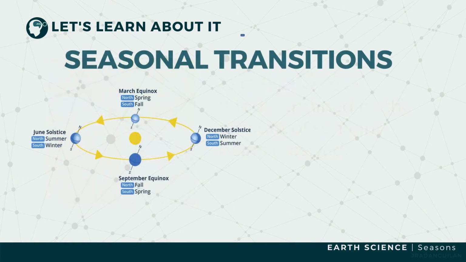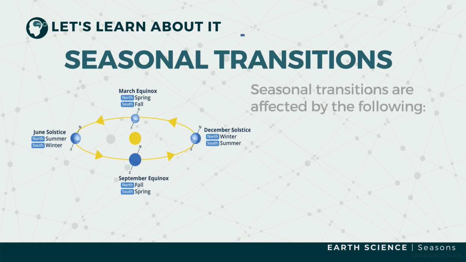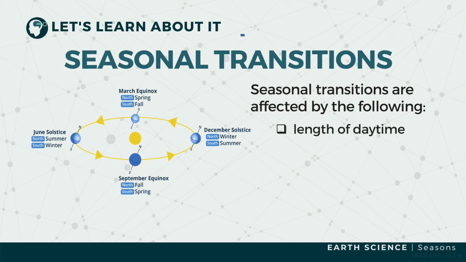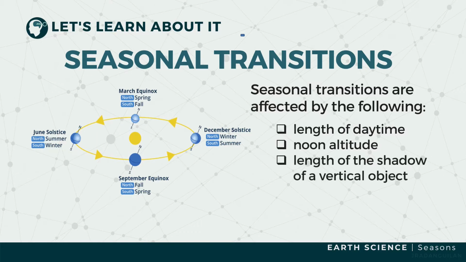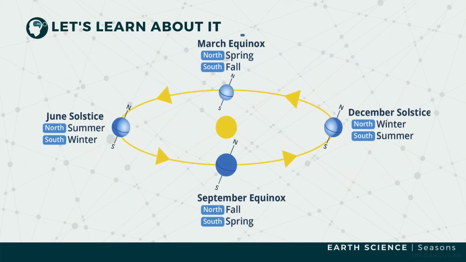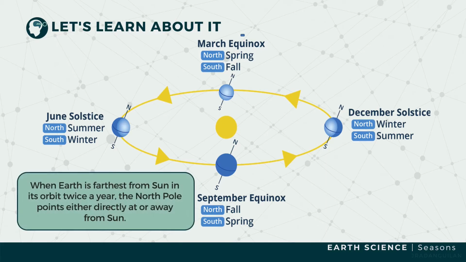The transitions of each season are called equinoxes and solstices. These transitions can be recognized by the length of daytime, the altitude of the Sun at noon, and the length of the shadow of a vertical object. These vary depending on the orientation of Earth's axis as it orbits around the Sun. When Earth is farthest from the Sun in its orbit twice a year, the North Pole points either directly at or away from the Sun.